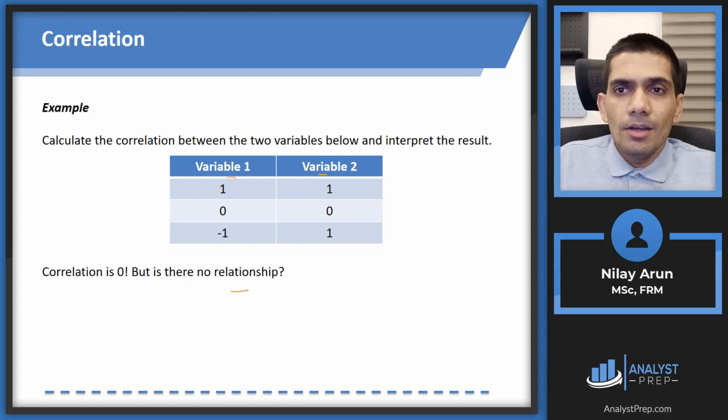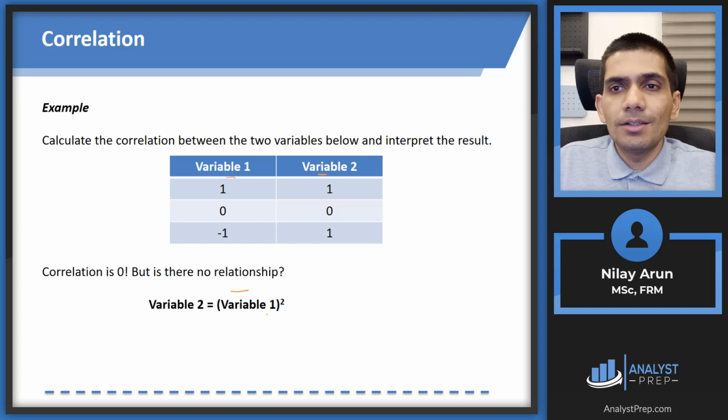Now let's see. If you look at this closely, you'll see that variable 2 is actually nothing but the square of variable 1. 1 square is 1, 0 square is 0, and -1 square is 1. So the correlation which you have calculated is 0, but there is a very clear-cut relationship: variable 2 is the square of variable 1. If you thought that correlation of 0 means there is no relationship between the variables, you would have been wrong. We can very well see what the relationship is.